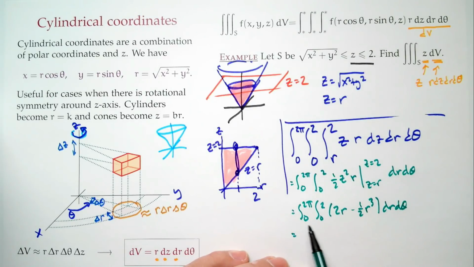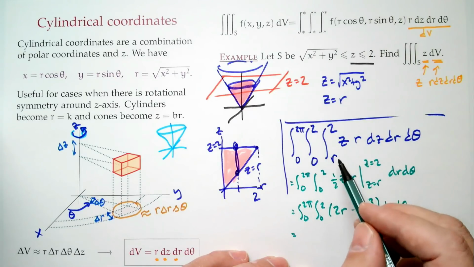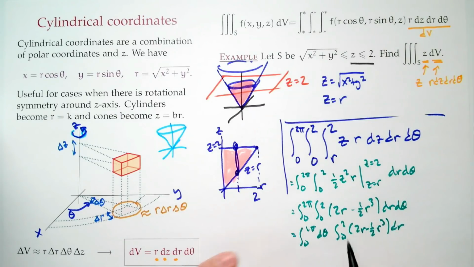And we could have actually pulled the integral apart now, because notice that our bounds are nice, 0 to 2 pi, 0 to 2. There's no other variable. See, previously we had that r, which is a variable. So if we pull it apart, 0 to 2 pi d theta, 0 to 2 of 2r minus 1/2 r cubed, dr. Well, the integral of 0 to 2 pi, we can do that. What's that turn out to be? It's 2 pi.